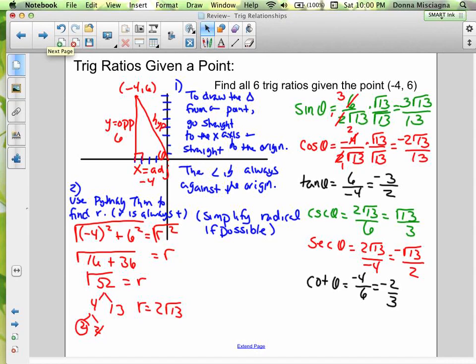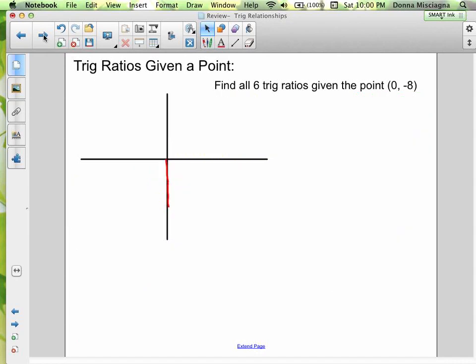We're going to do one more problem, right? And it's going to be super easy. It's still on the coordinate plane, but now it's going to be a quad angle. It's going to be right on the coordinate plane. Oh, I thought my little, so let me mark it. 1, 2, 3, 4, 5, 6, 7, 8. So now that got erased. All right, we want to find all 6 ratios for the point 0, negative 8.